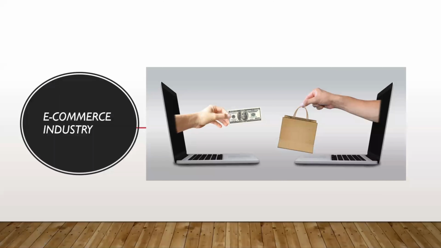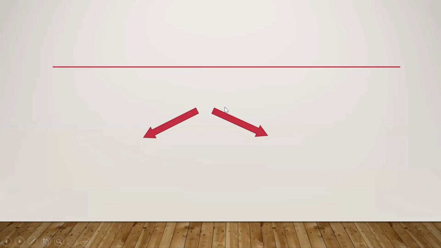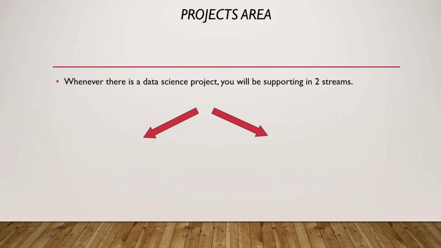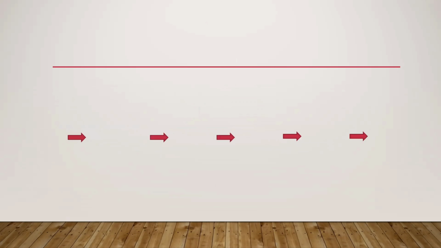You all know that the e-commerce industry is nothing but you order a product from a website and you get your product to the doorsteps. Whenever you are in a company in the e-commerce industry, take any company as an example. Any company will have two areas where you'll be supporting in a data science project. One is core process, another is support process. So let us see what these are.